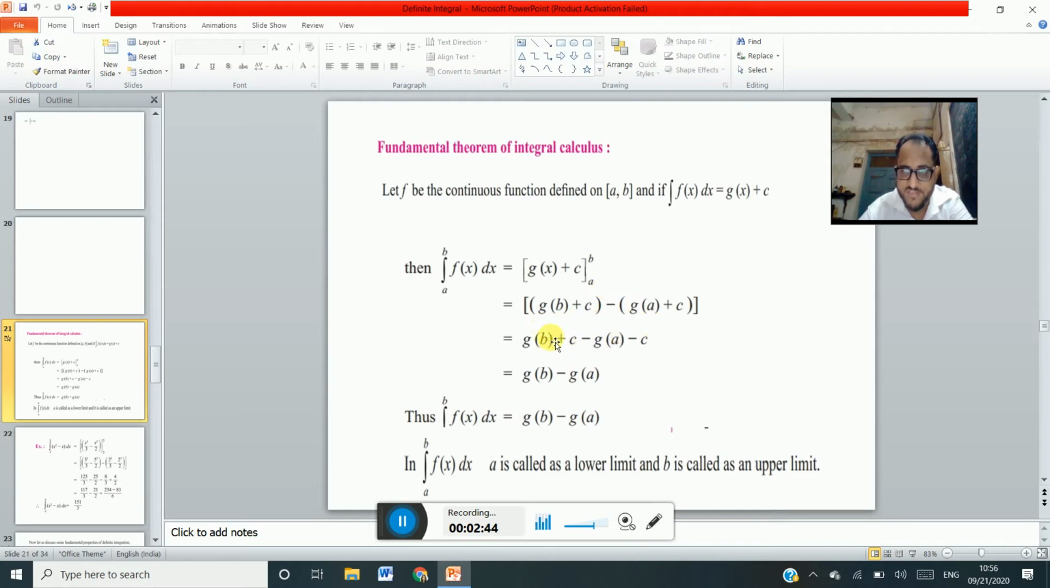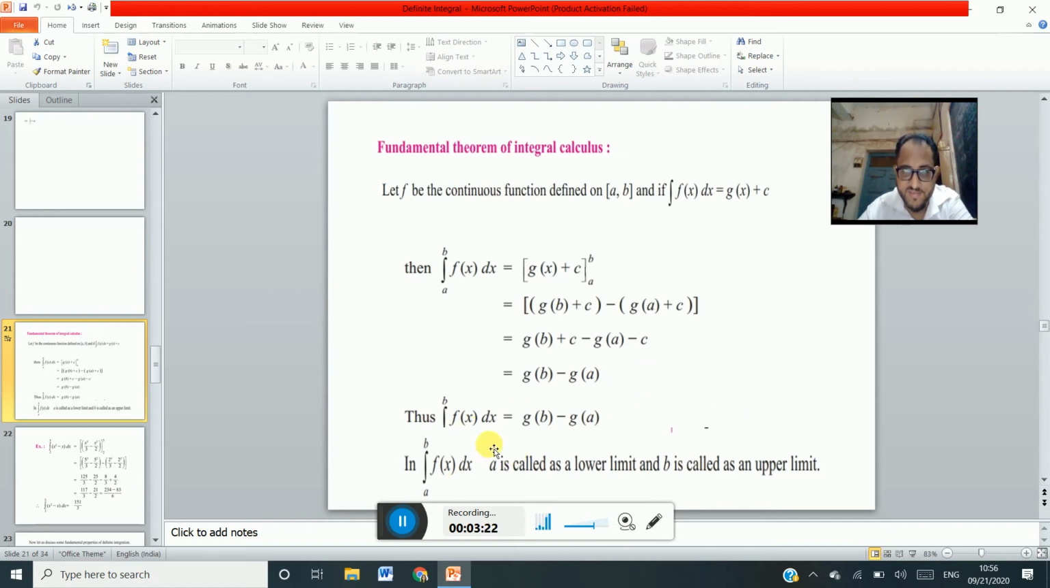How do we solve this? See, g of b plus c minus g of a minus c. So plus c minus c gets cancelled, and finally g of b minus g of a, this should be the answer. That means in definite integral we do not use the constant of integration c, because after substitution of the limit this constant of integration c gets cancelled. Therefore the constant of integration c is not used in definite integral. That is, in this chapter we are not using the constant of integration c.